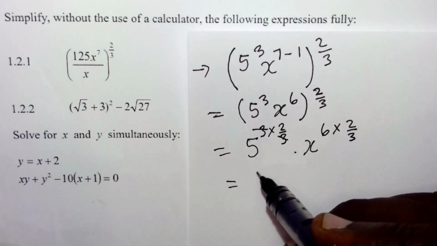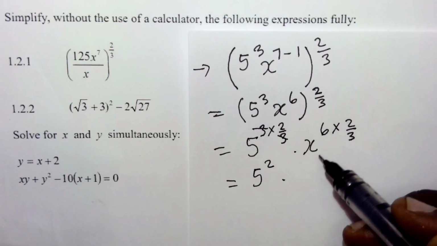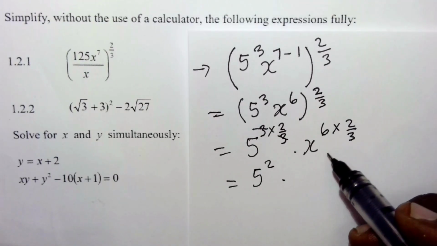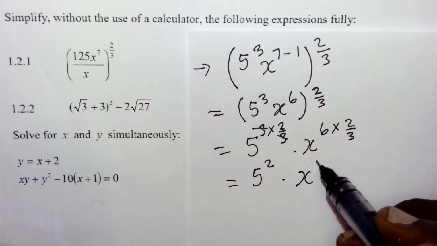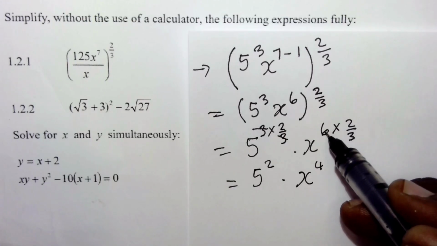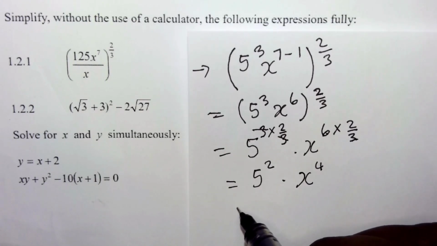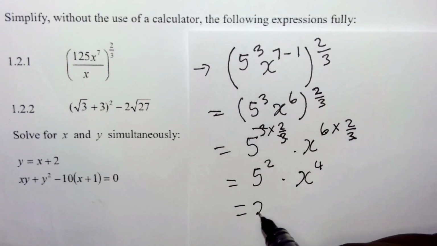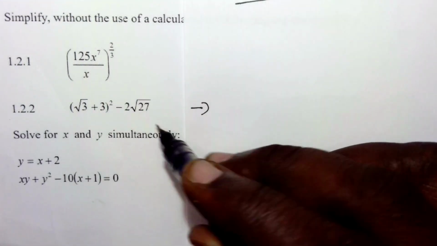This will cancel. We are left with 5 to the power of 2 times, when you look at this, x to the power of 4. So they are okay. This divided by this is 2. 2 times 2 is 4. So when you simplify this, you will get 25 x to the power of 4. So let's look at this one.